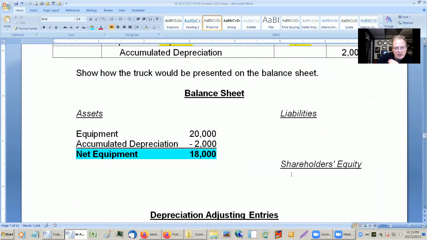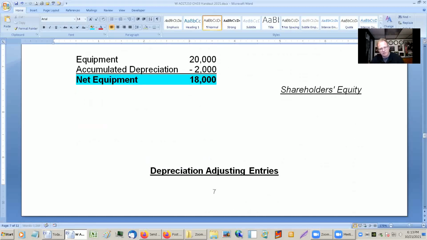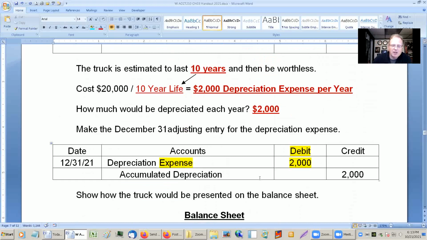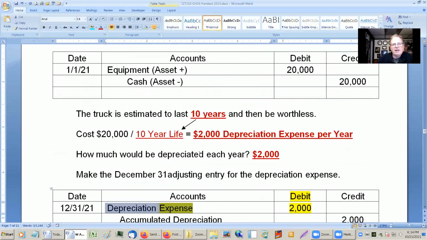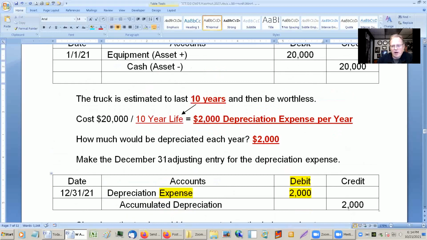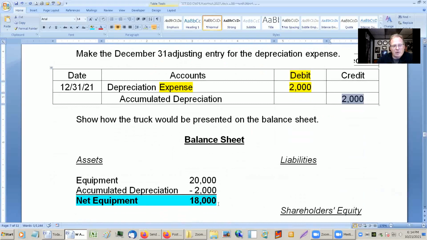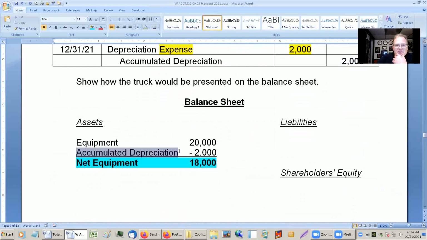So this is what would be shown on the balance sheet. Now, you might say, and this would not be wrong thinking at all, why don't we just take it right out of the equipment? We have a debit of 20,000 for equipment. Why don't we just credit the equipment for 2,000 and reduce the amount of the equipment? That's basically what we're doing down here. Why do we even have this accumulated depreciation in the first place? I'll show you. I think we'll do the next one, then I'll show you why we do it.